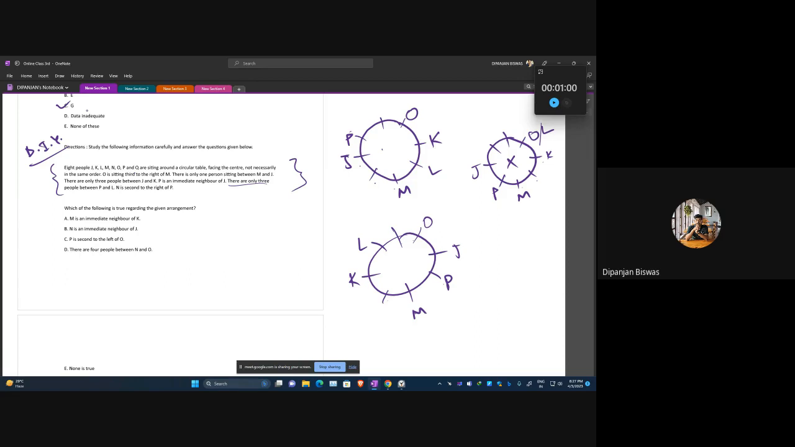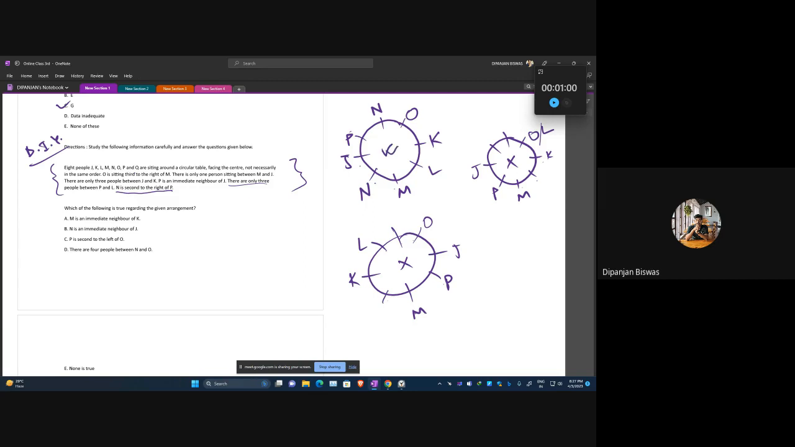In the last statement, it is said N is second to the right of P. But the second to the right position is already taken. So this possibility is already cancelled out. And here N should come in here. And the last position should be filled with the remaining person. We have already taken J, K, L, M. So we haven't taken N. So N will obviously come in the left out position. And we have our done sitting arrangement in here.